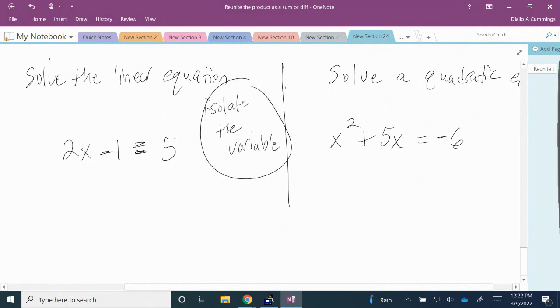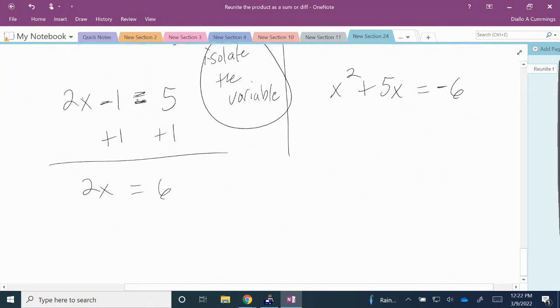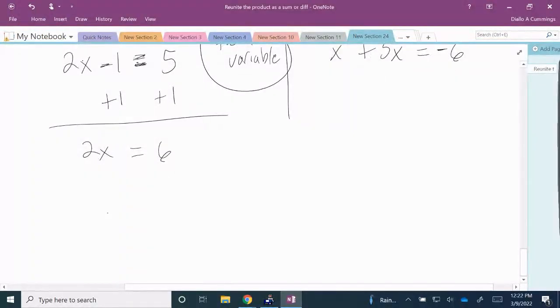Okay, so what does that mean? That means that we must put the variable on one side, put everything else on the other side, and then we can solve. So here's the linear method. In order to solve 2x minus 1 is equal to 5, the first thing I'm going to do is add 1 to both sides. So I have 2x is equal to 6. In order to isolate the variable x by itself, the opposite of multiplying x by 2 is to divide by 2. So I'm going to divide both sides by 2, and I have x is equal to 3.